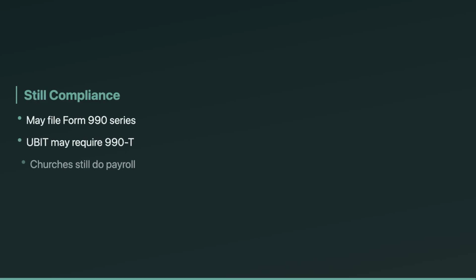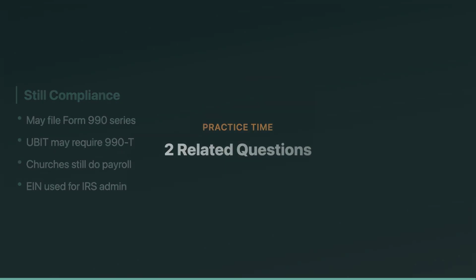Quick exam trap. Exempt doesn't mean no compliance. Many exempt organizations still file annual returns like Form 990, and some file 990-T if they have unrelated business taxable income. And even churches, often exempt without applying, still need an EIN and still handle payroll taxes if they have employees. The IRS cares about identification and reporting, even for exempt entities.